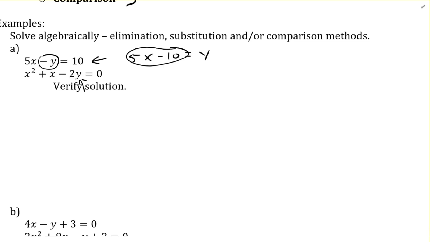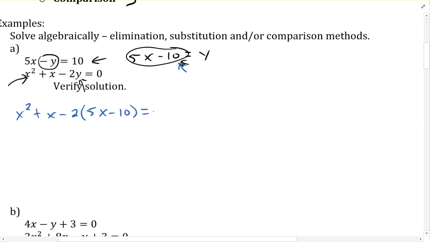So what we can do now is rewrite this bottom one with this expression that I've just come up with here. So we're going to write this out, maybe we'll make it a different color, as x squared plus x minus 2. And now instead of a y, I have an expression for y. I'm going to put that in there instead. So that's going to be 5x minus 10 is equal to 0.